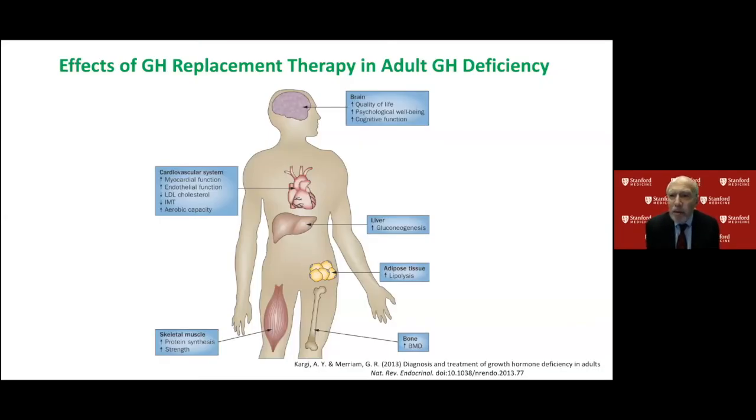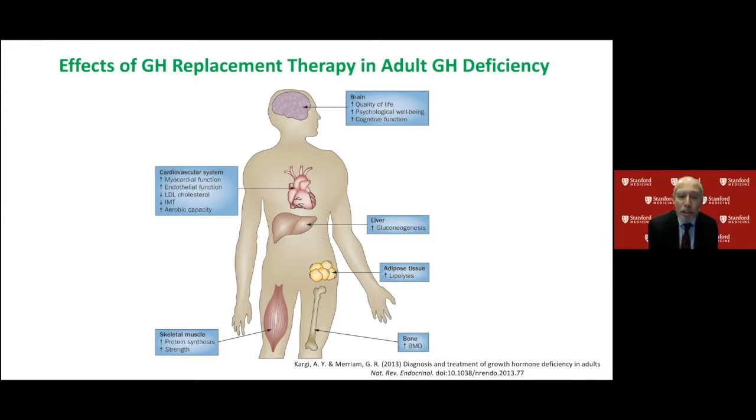Well, when we take patients with growth hormone deficiency, what do we expect to happen when we treat them? Neurologically, we hope to improve their quality of life, their psychosocial well-being, and their cognitive function. In regard to the cardiovascular system, we hope to improve left ventricular function, endothelial function, improve their lipid profile, and also their aerobic capacity.